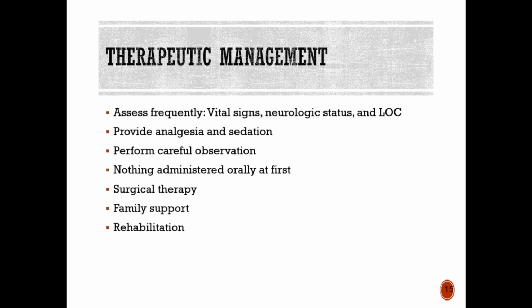We want to perform careful observations and record any changes, such as posturing or changes in the response to stimuli and strength. And then we want to assess for other injuries on their bodies. We want to provide family support and have the caregivers involved in the care. And then rehabilitation may be needed, especially for severe injuries causing permanent brain injury.